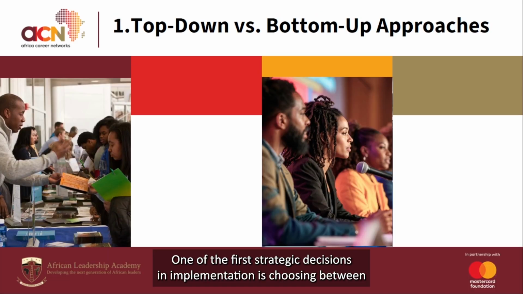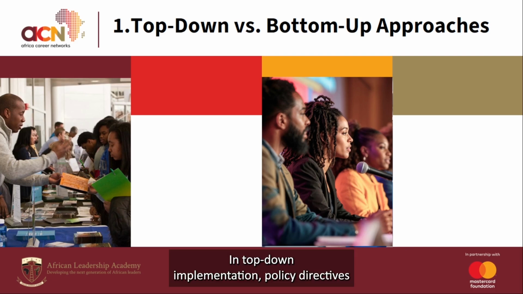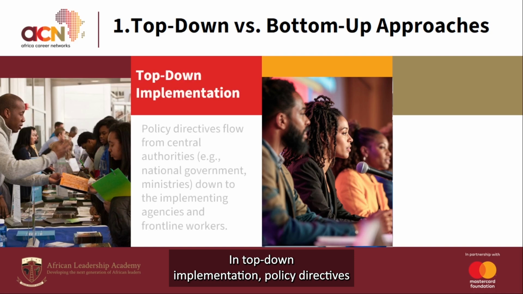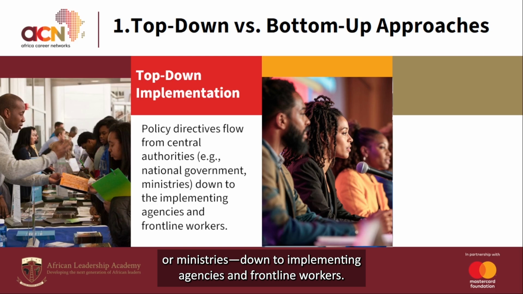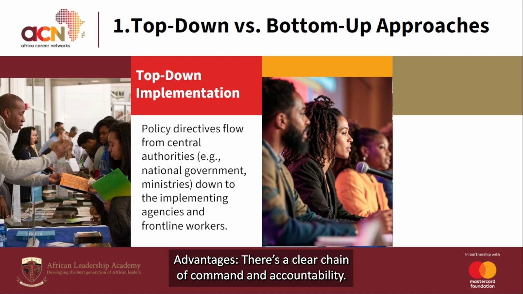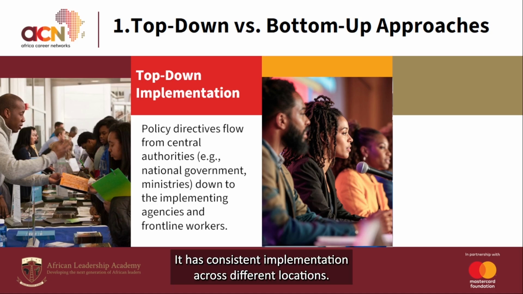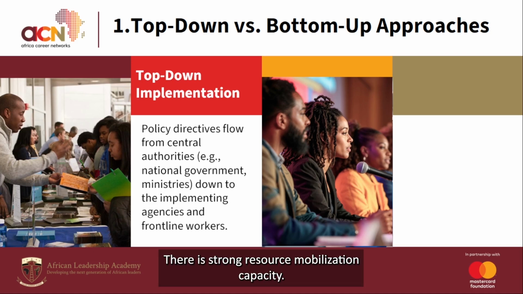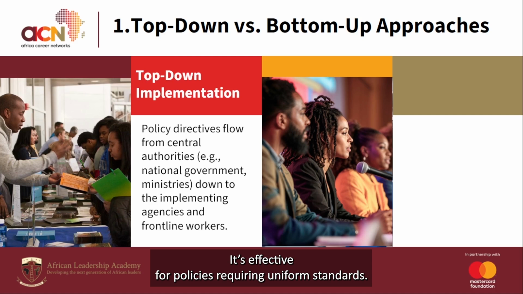One of the first strategic decisions in implementation is choosing between top-down and bottom-up approaches, or finding the right combination of both. In top-down implementation, policy directives flow from central authorities, such as national government or ministries, down to implementing agencies and frontline workers. Advantages: there's a clear chain of command and accountability. It has consistent implementation across different locations. There is strong resource mobilization capacity. It's effective for policies requiring uniform standards.